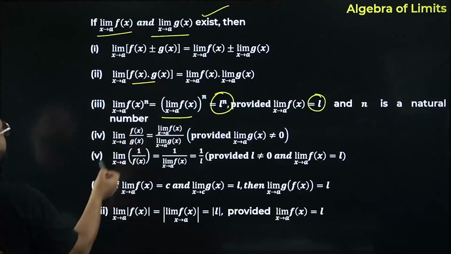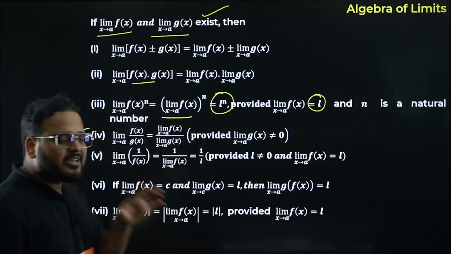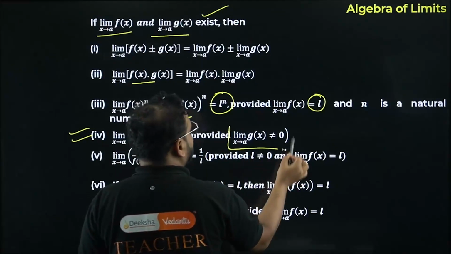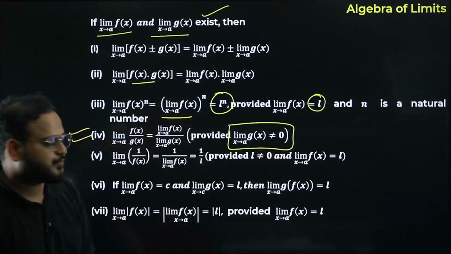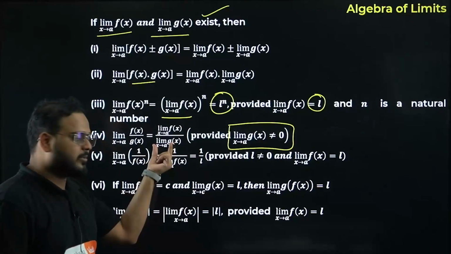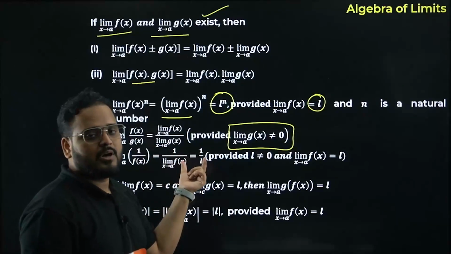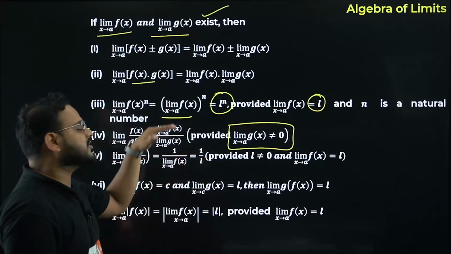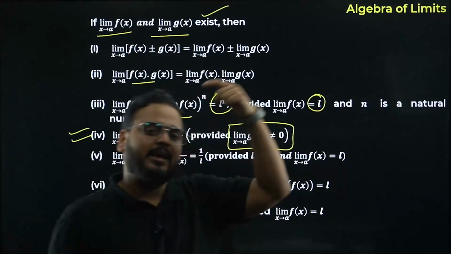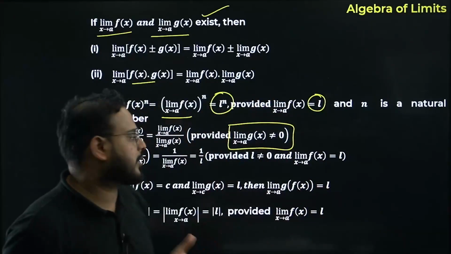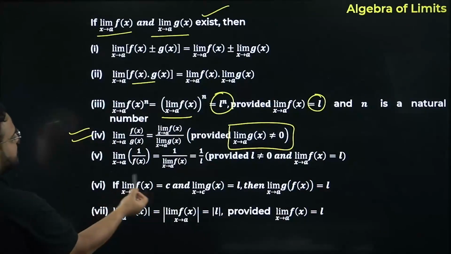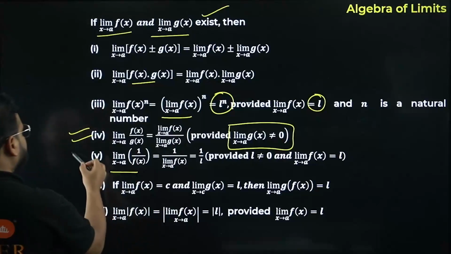Again, if you're talking about the quotient part, very important, the only thing is that the limit of the denominator part cannot be equal to 0. Please check. This is the denominator, right? This can never be 0. If that is the case, the condition is you can take the limits individually first, then take the division, the quotient. Again, the same result is there. Fourth and fifth are the same thing.